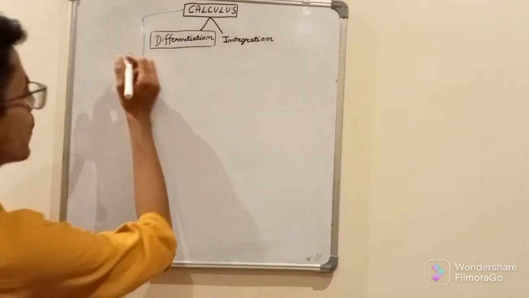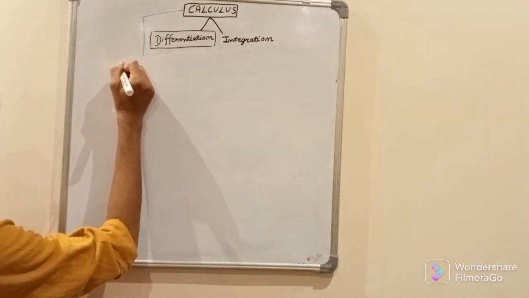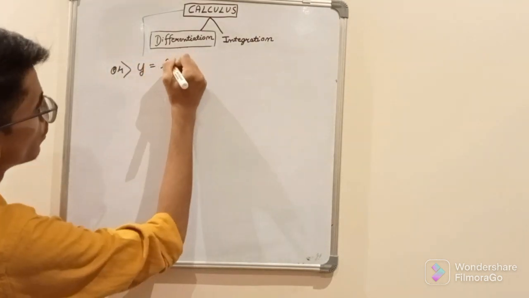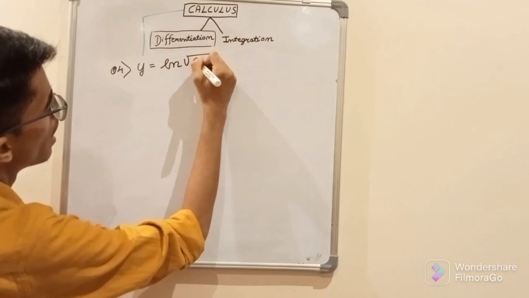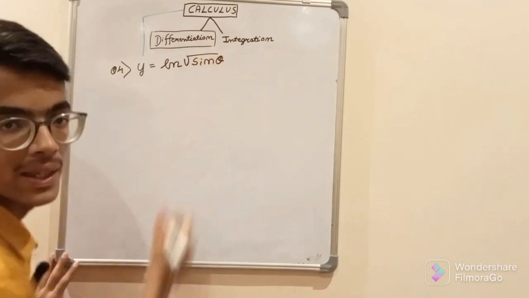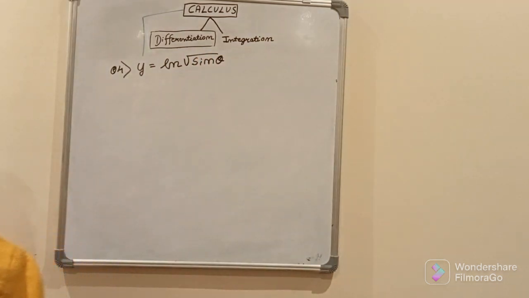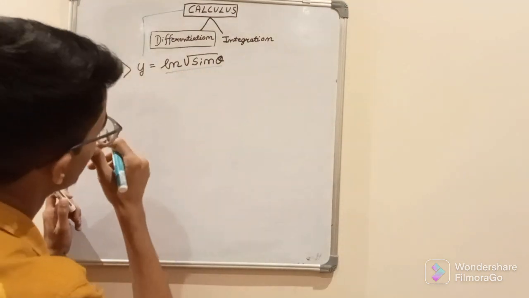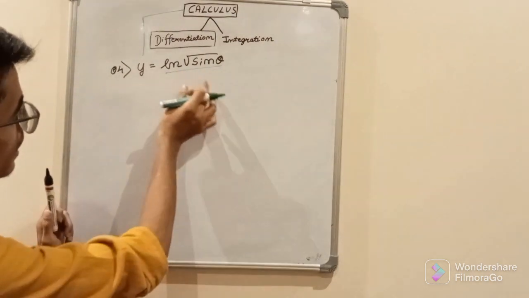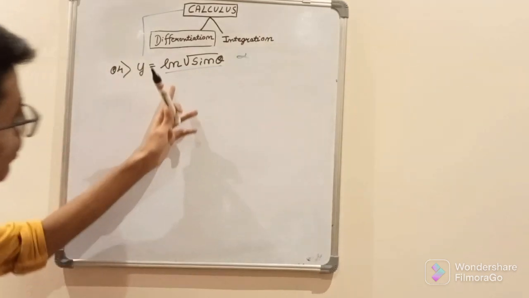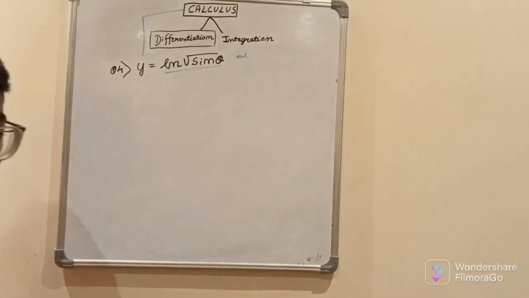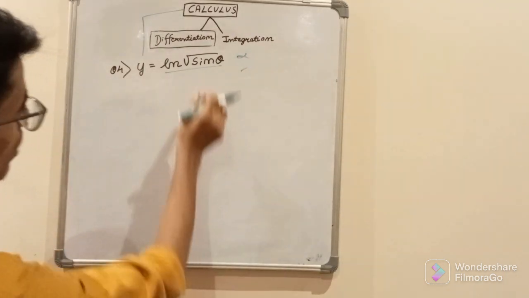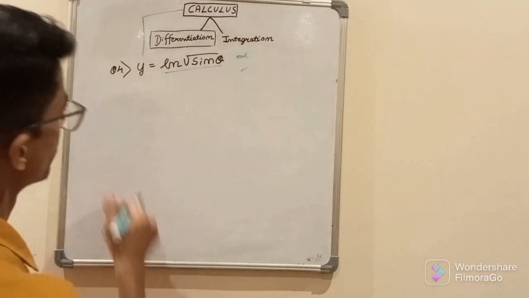Now let's take one more question. Question number 4, that is y is equal to ln root sin theta. Now we know the differentiation of ln x, that is 1 upon x, but there is no such formula for the differentiation of ln root sin theta. So we have to use only and only the chain rule in order to differentiate this.